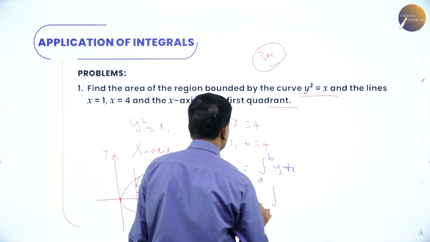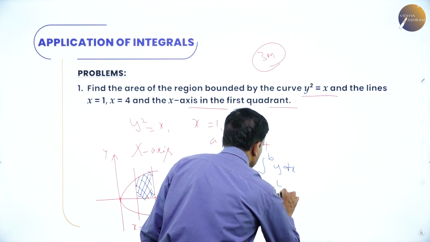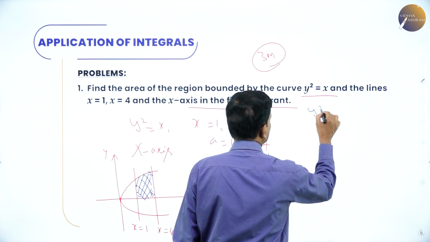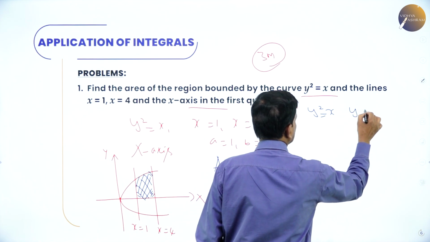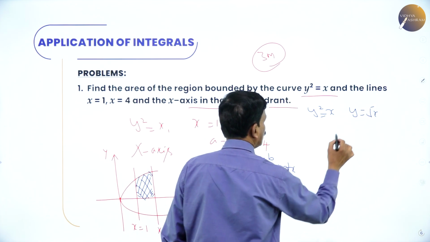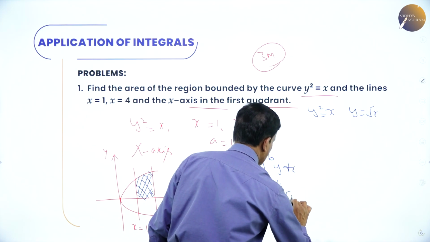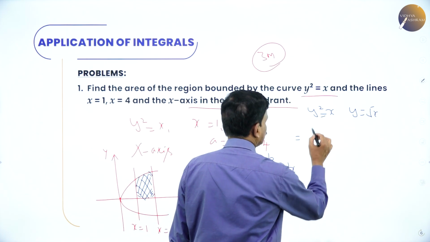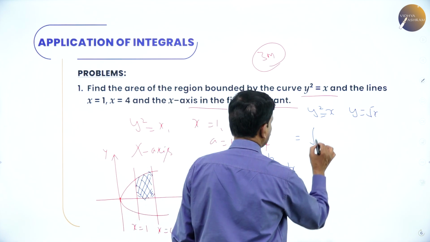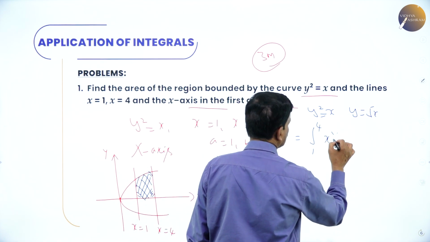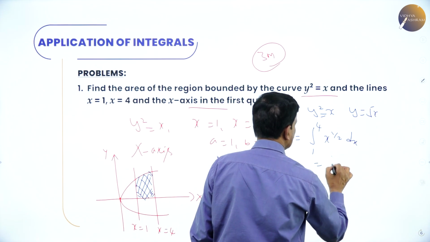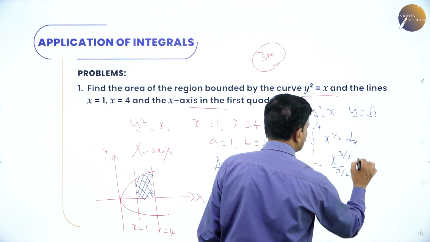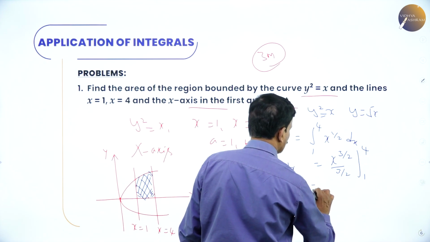That is integral, what is a? a is equal to 1 to 4 y. From this, since y square is equal to x, therefore y is equal to square root of x, root x dx. Now this is integral 1 to 4 root x, which is nothing but x to the power of half dx. Integration of x raised to half is half plus 1 is 3 by 2 divided by 3 by 2 between the limits 1 to 4.